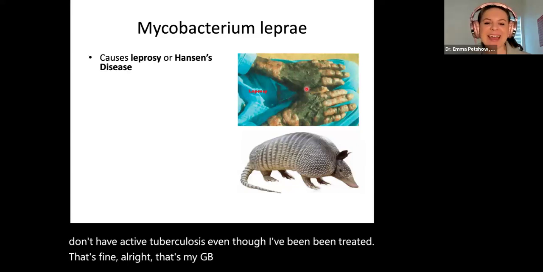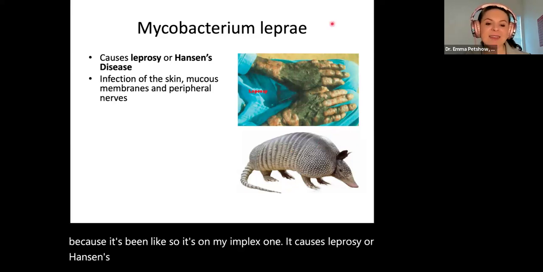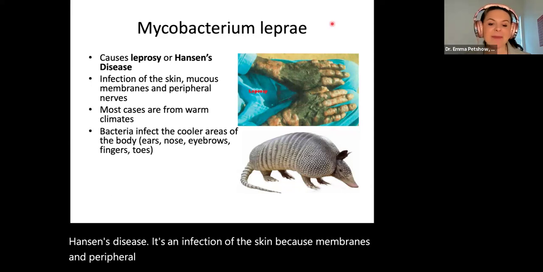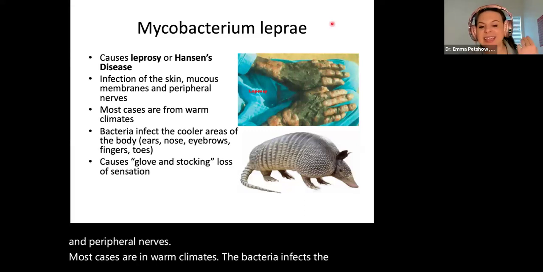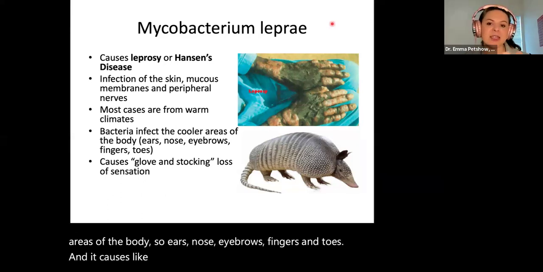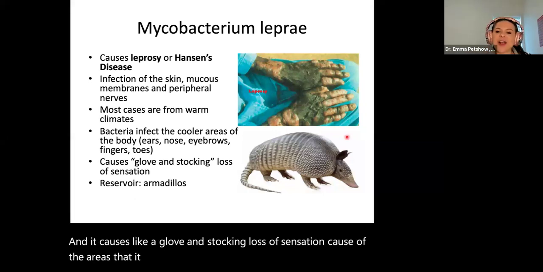Mycobacterium leprae. This one is on my NPLEX I. It causes leprosy or Hansen's disease. It's an infection of the skin, mucous membranes, and peripheral nerves. Most cases are in warm climates. The bacteria infects the cooler areas of the body, so ears, nose, eyebrows, fingers, and toes. And it causes like a glove and stocking loss of sensation because of the areas that it affects. And the kicker is the reservoir is armadillos.